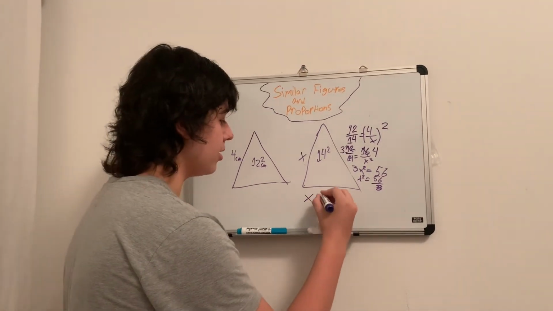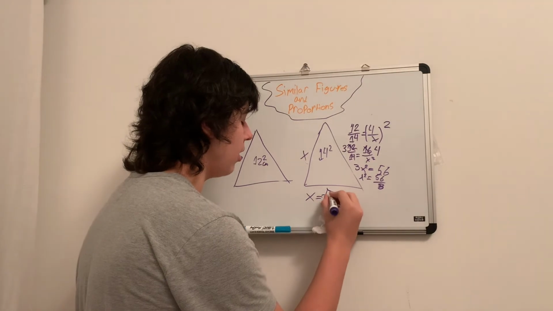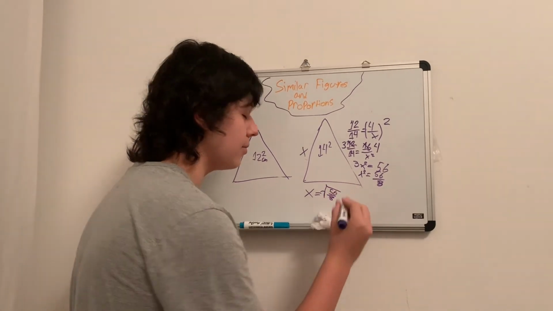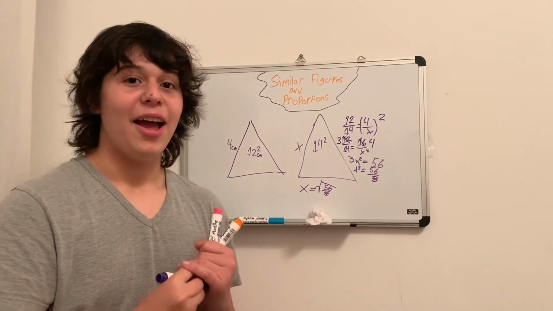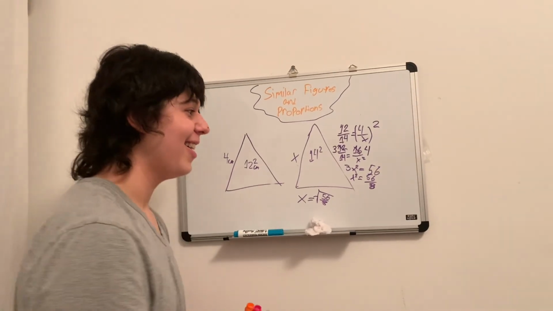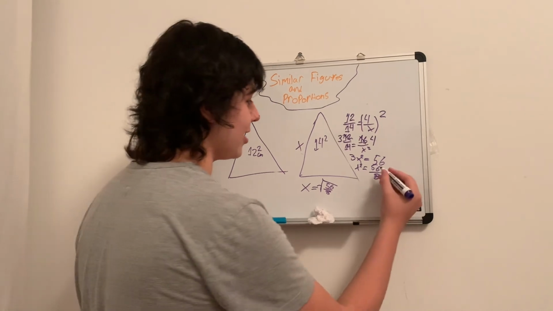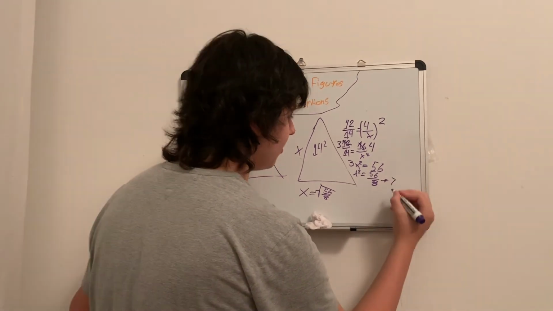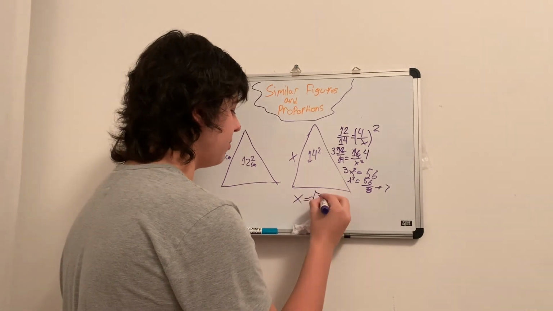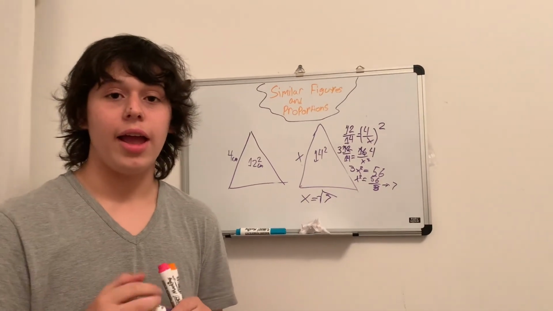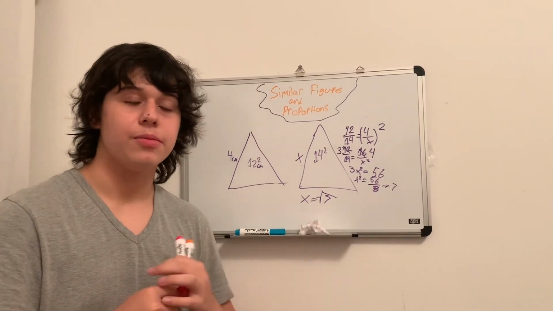x equals root 56 over 8, which can be simplified. Got you there. 56 over 8 is actually just 7. So x equals root 7. And that's an example of an equation.